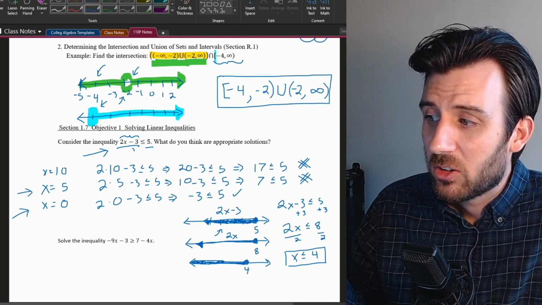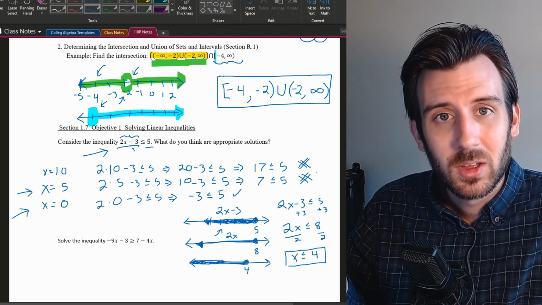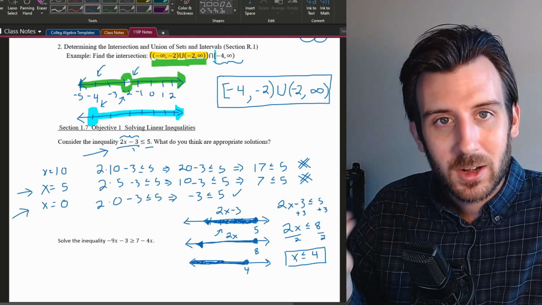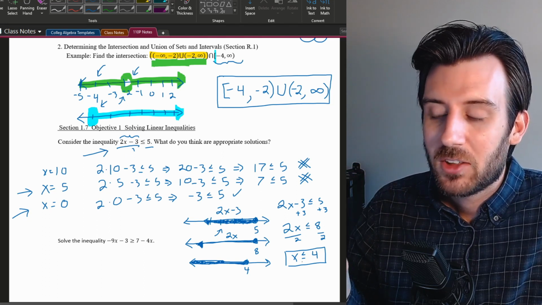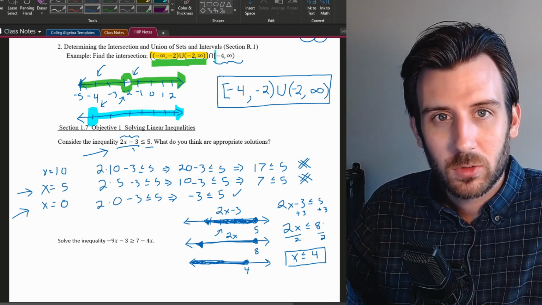x equals 5 is a number that's big, and sure enough we hit a conflict. 10 is too big, and sure enough we hit a conflict with that one too. So now we found our boundary point, we found our reference point, and we know that x less than or equal to 4 is the full set, the full pile of solutions that work for this situation.